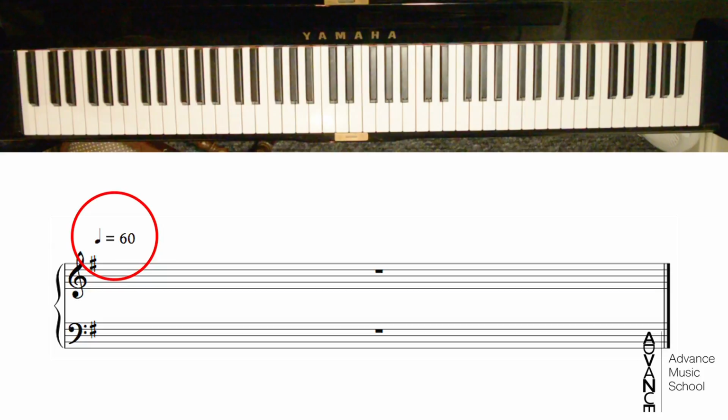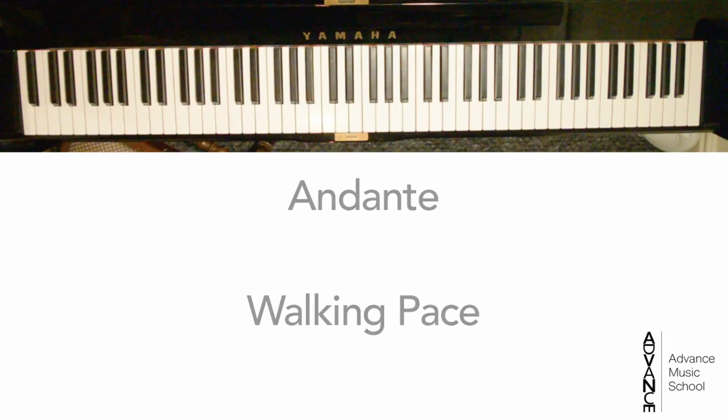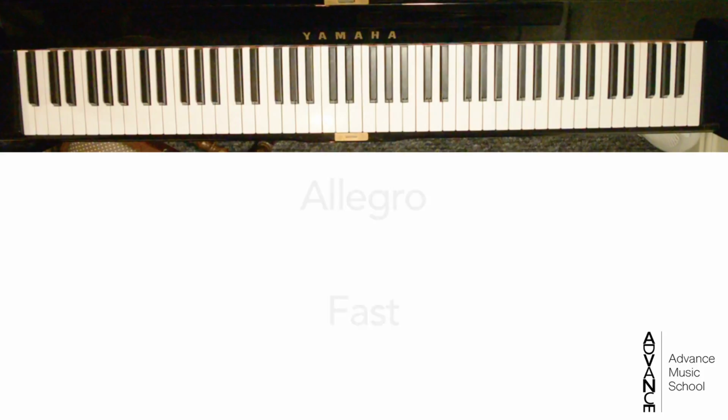If the piece has a BPM of crotchets equals 60, then there are 60 crotchets in a minute, or 1 every second. As well as this, we may see other tempo markings. Lento means slow, andante means walking pace, allegro means fast, and presto means very fast. These tempo markings are much less specific and allow for a little freedom. Here are some pieces at different tempos.